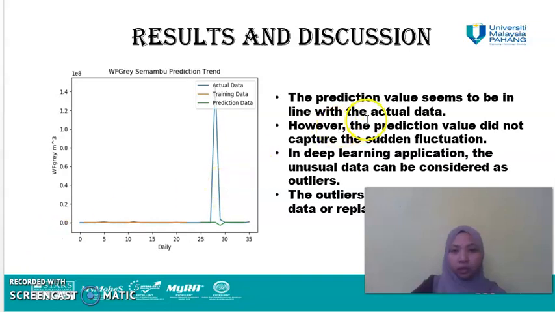For the Semambu area, the prediction values seem in line with the actual data, but the prediction did not capture the sudden fluctuation. In deep learning application, the unusual data can be considered as outlier. We can remove it from the data, or we can replace it with the average value.